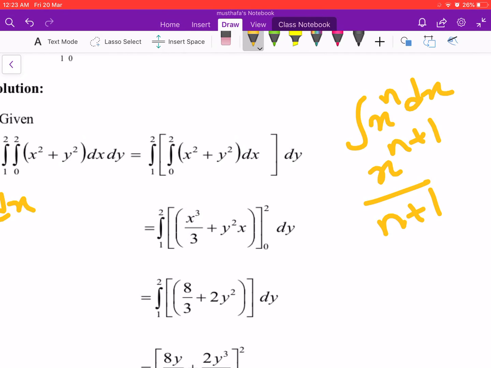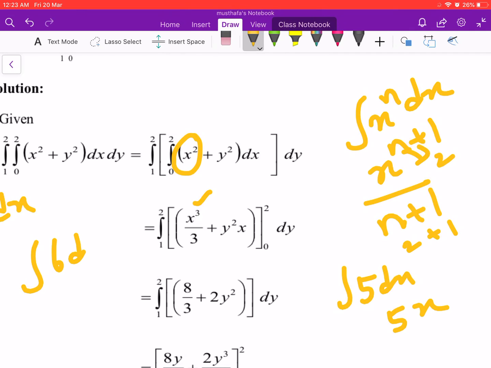Using this formula, what is the integral of x power 2? Here the value of n will be 2. So if I put n as 2, it will be 2 plus 1 over 2 plus 1, so it will be x power 3 over 3. As I told you before, y will be a constant term. What is the integral of a constant 5 dx? It will be 5x. What is the integral of constant 6 dx? It will be 6x. Similarly, what is the integral of y square? It will be y square x.